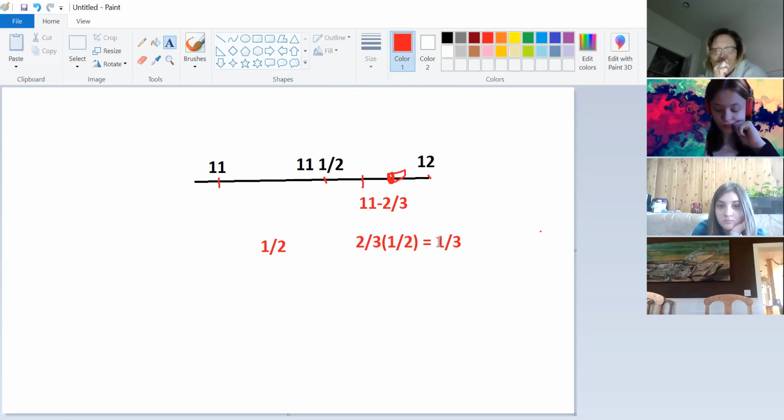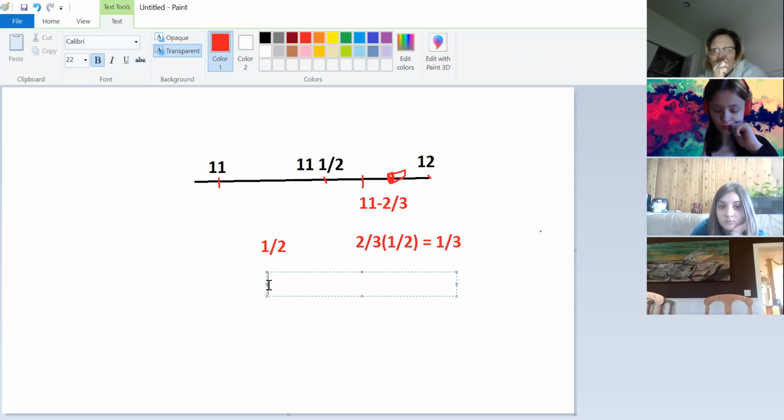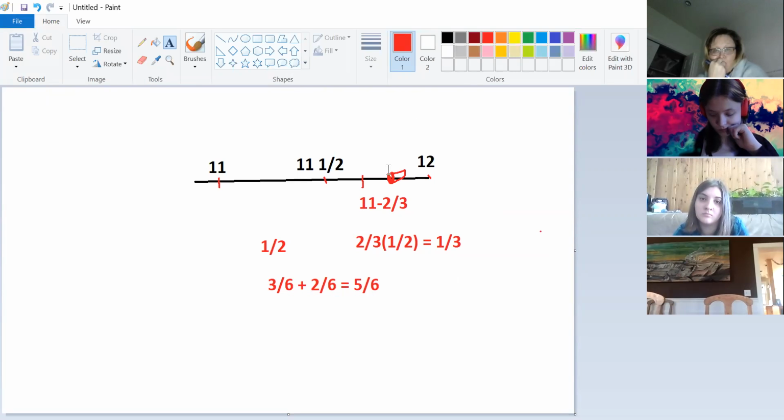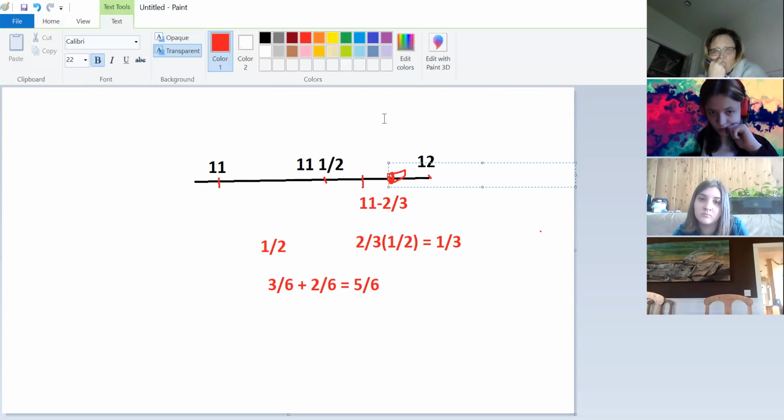But actually it's 2/3 of this, so it ends up becoming like 2/6 and 3/6. So 3/6 plus 2/6 is equal to 5/6. I don't think I'm explaining this very well, but this point right here is 5/6. It's 11 and 5/6.